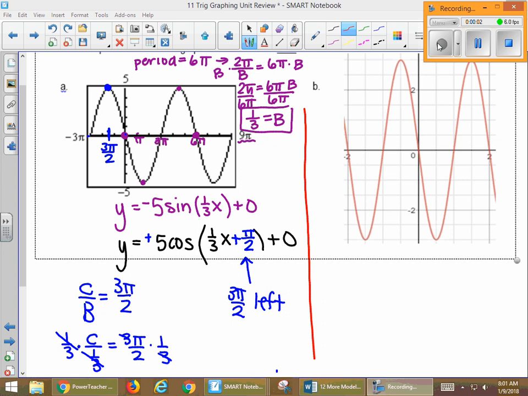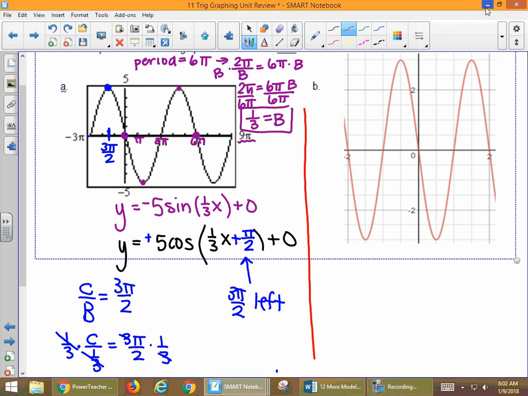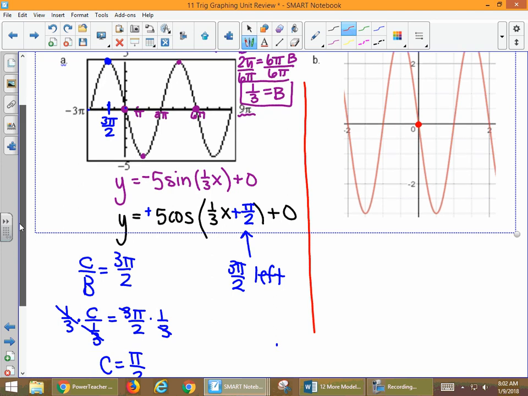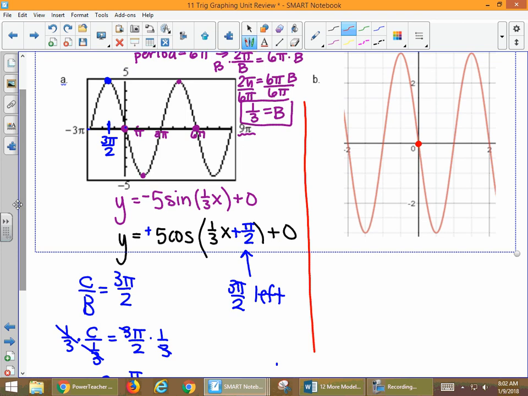All right, for number 4b. Again, I start at 0, 0, so I'm definitely, sine is going to be my easier equation to write. And I don't have a vertical transformation. My midline is on the x-axis, so I don't have to do anything there. I'm going to write sine without a phase shift.